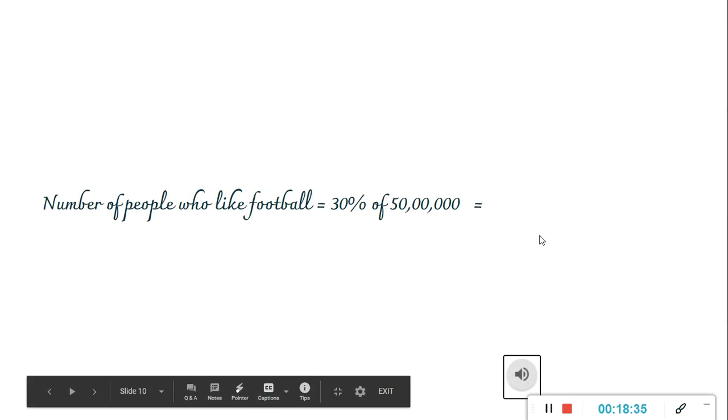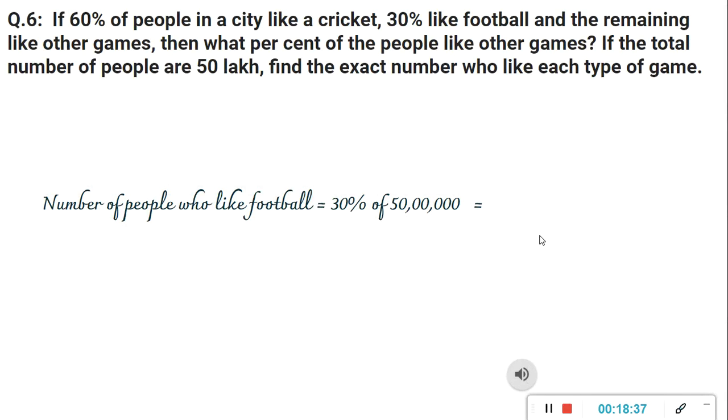Now see the last question of this exercise. If 60% of people in a city like cricket, 30% like football, and the remaining like other games, then what percentage of the people like other games? If the total number of people is 50 lakh, find the exact number who like each type of game. So first we can find the number of people who like cricket and football. Then the remaining people will be those who like other games, isn't it?